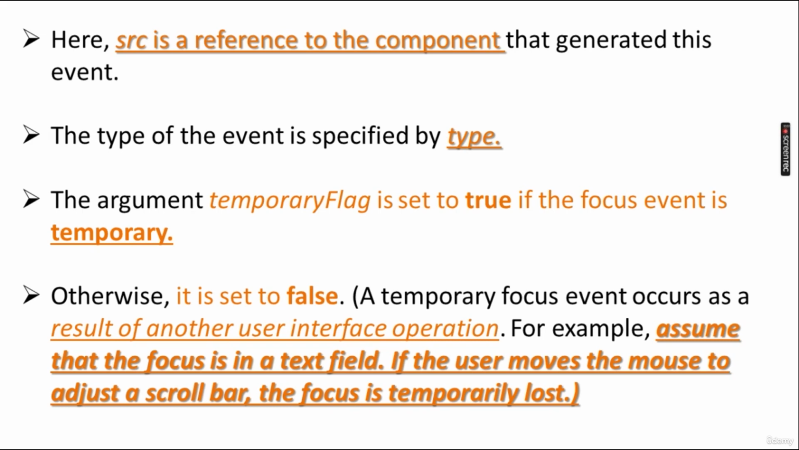For example, somebody is writing and the focus is in the text field. Somebody is writing into that, and suddenly the user moves the mouse to adjust the scroll bar up or down. Then focus on the text field is lost, and it is lost temporarily. So it appears as a result of another user interface operation, so the flag is set to true.